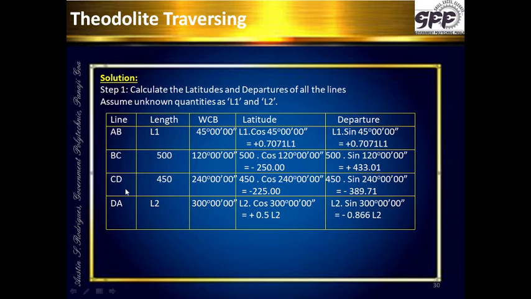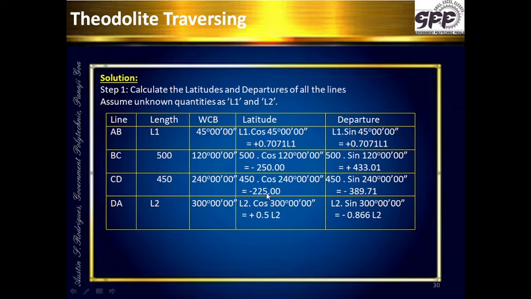Coming to the next line, the line CD, length is 450 meters. The angle is 240 degrees. The latitude is L, that is length into cosine of the angle. So length is 450 into cos of 240. The answer is minus 225.00.